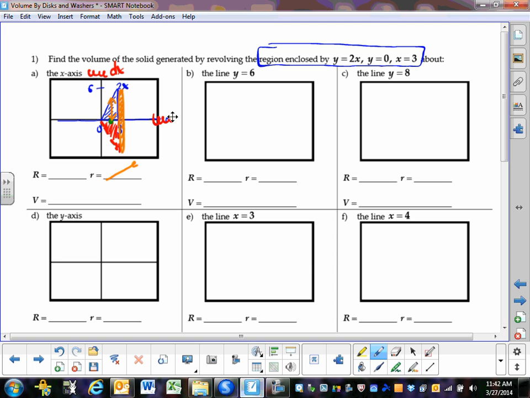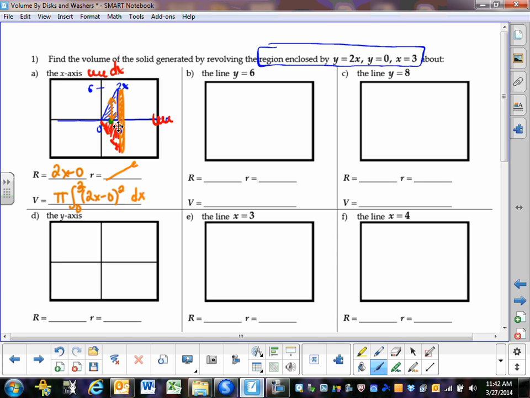And the radius is determined by the difference between the blue curve, y equals 2x, and the blue line, y equals 0. So technically it's 2x minus 0. And then since there's no hole, we just have one cylinder, and it's pi r squared, and then the height is the difference in the x's as we move from x is 0 to x is 3. Sorry, I wrote that down incorrectly.